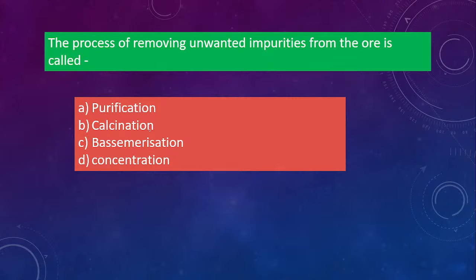Okay, next one again. The process of removing unwanted impurities from the ore is called, same thing. Purification, calcination, bessemerization, and concentration. Out of these four, which is the correct answer?